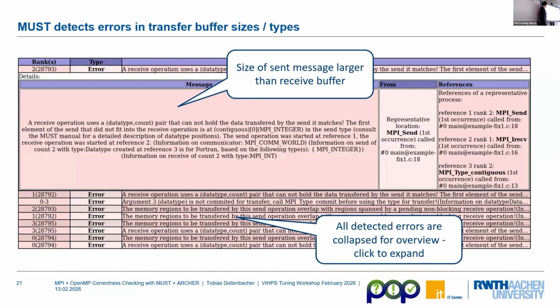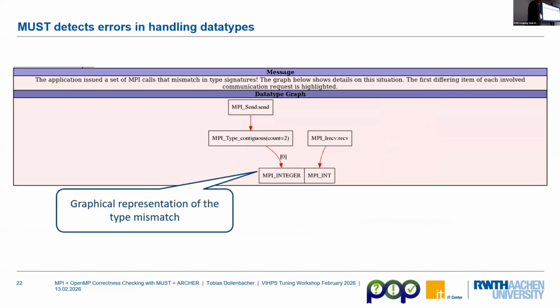In this case, you can see there are a couple more errors that we had in our program. If you click on one of them, it expands basically to this top view here. Again, there's a great graphical representation of the data types involved to give you a little bit more insight if you click on the message.